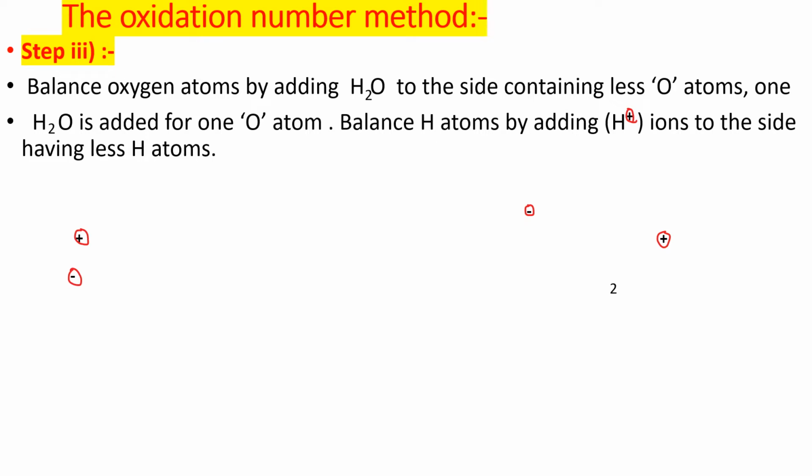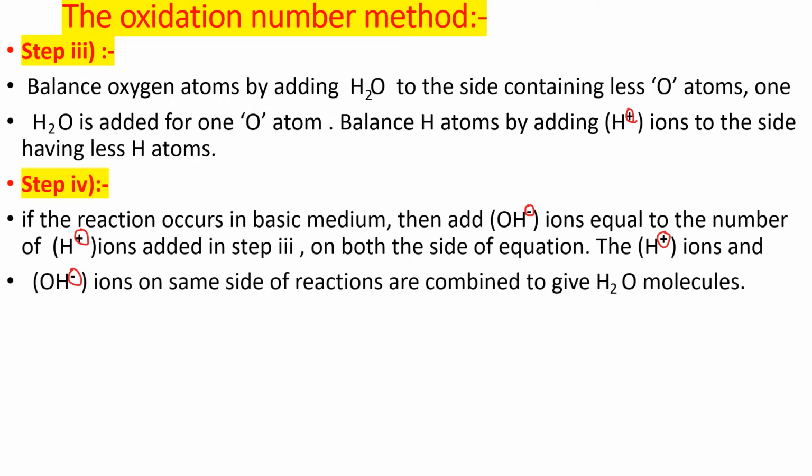Okay. Then step number 4. After balancing the oxygen atoms, simply you have to observe whether the reaction is present in basic medium. Then you have to add OH minus ions equal to the number of H plus ions added in step number 3, on both sides of the equation. Then the H plus ions and OH minus ions on the same side are combined to each other. Then it gives H2O molecules. Remember, if H plus ions and OH minus ions are both on the same side, combining them you should get H2O molecules. Okay.